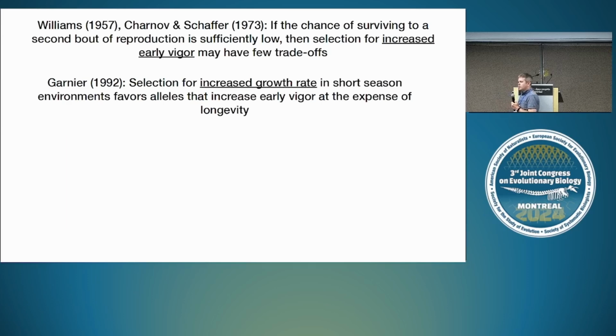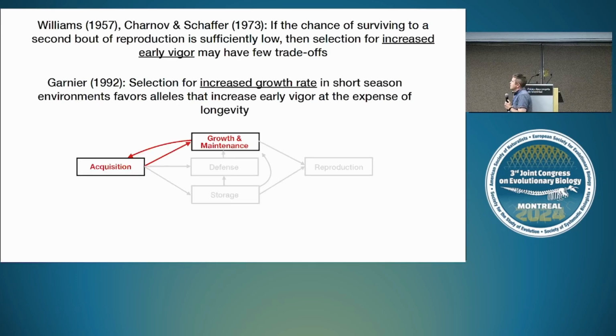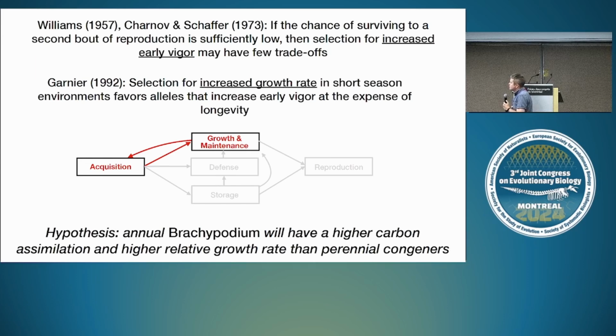And so a lot of these early ideas were building from arguments in animal systems where perhaps there was this sort of energetic cost or a damaging cost of having very high growth rate, but again, placing this in the realm of metabolism and allocation and thinking about how organisms are using, in this case, their carbon resources. So really, this is talking about the interaction between acquiring carbon and how that carbon is used for growth or respiration maintenance. So the first hypothesis to test today is that annual Brachypodium have a higher rate of carbon assimilation and a higher relative growth rate than they do the perennial congeners.